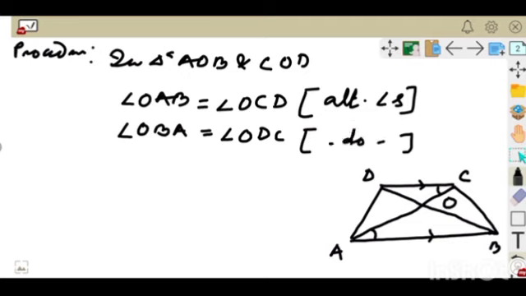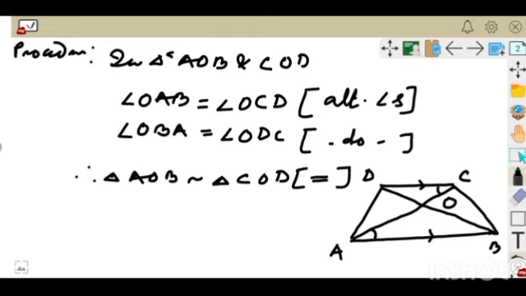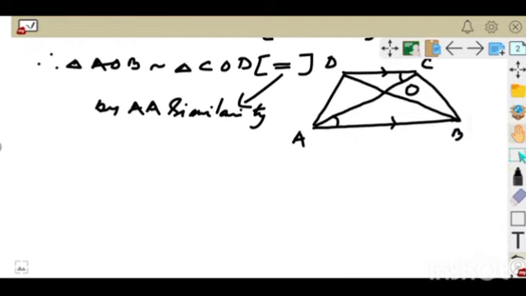Okay, so therefore triangle AOB is similar to triangle COD. So what is the rule here? You have to write here, but for me there is no space, so I'll just write here. What is that? By AA similarity. Okay, now we have proved that these two triangles AOB and COD are similar. Then if two triangles are similar, what happened then? I can write in this way. Okay, let's see now.